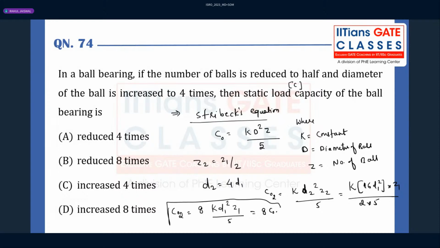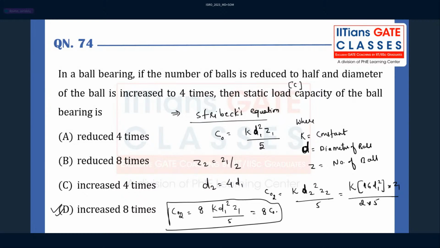So it is increased 8 times. D will be correct. But the question, sir, is that I have not understood the meaning of static load capacity. Let's look at that.